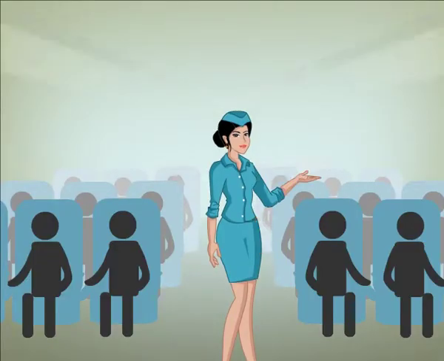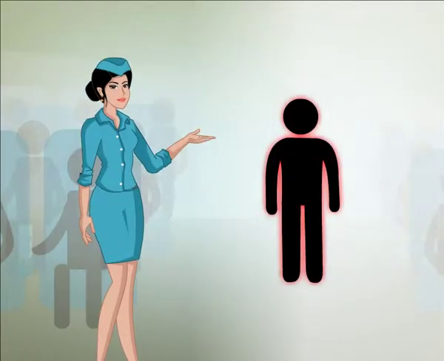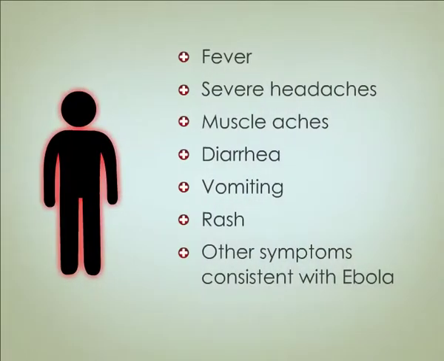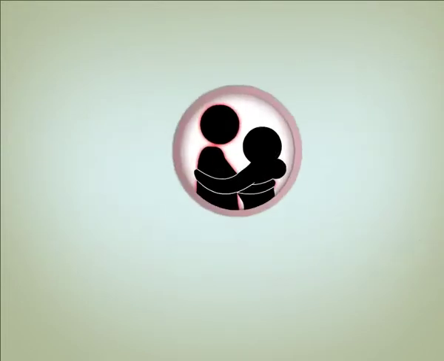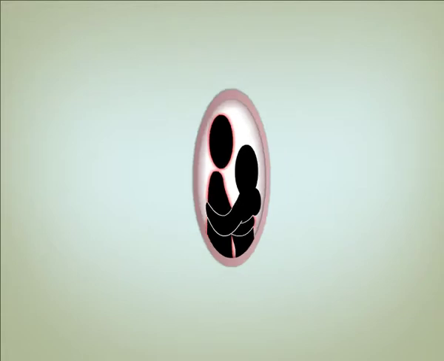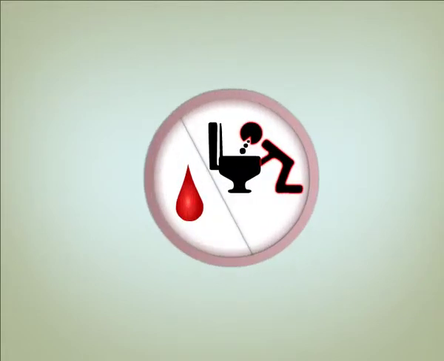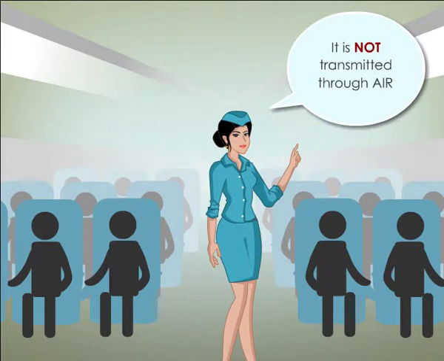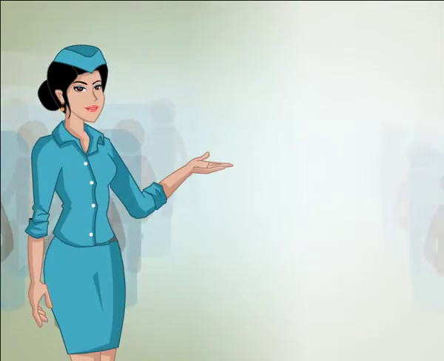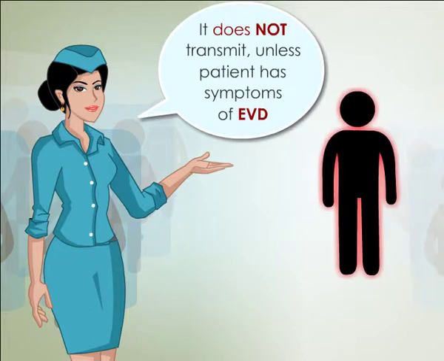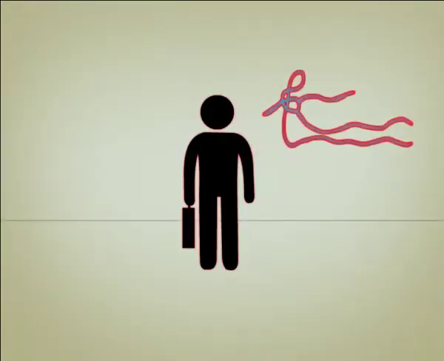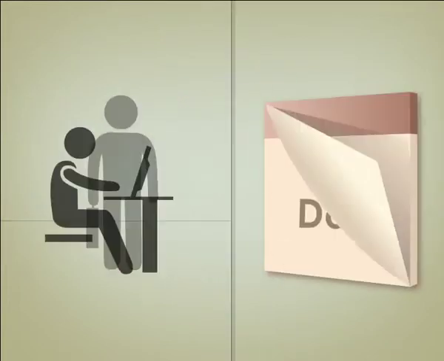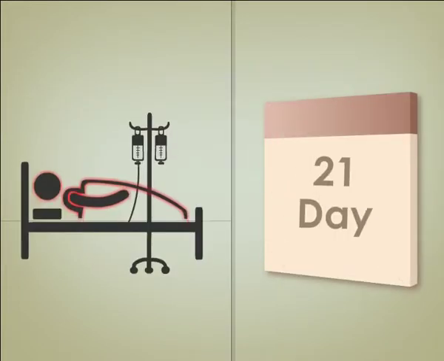One can catch Ebola from someone who is having symptoms of Ebola virus disease. Ebola virus can be transmitted by having contact with an Ebola patient or with their body secretions like blood and vomit. But do remember, it is not transmitted through air. And also, it does not transmit unless the patient has symptoms of the disease EVD. Even if the patient has the virus, it takes 2 to 21 days for the disease to develop.